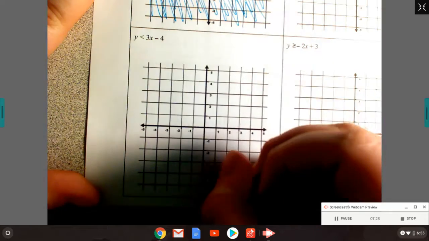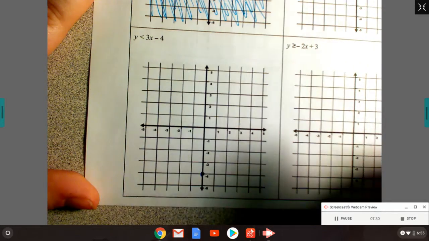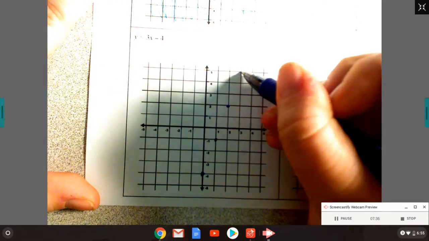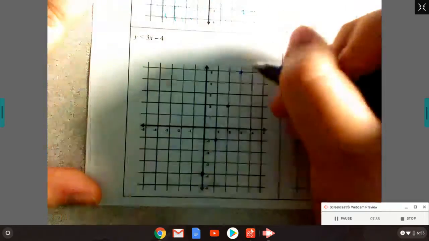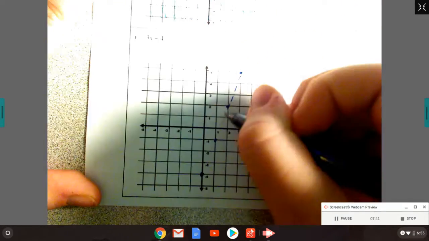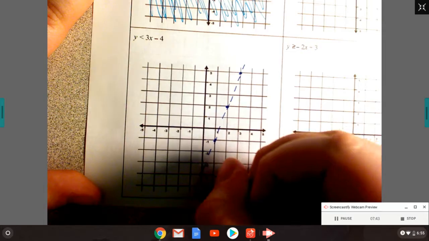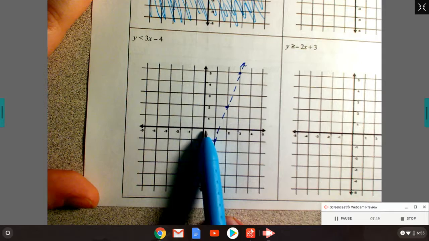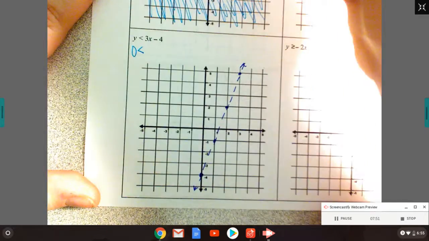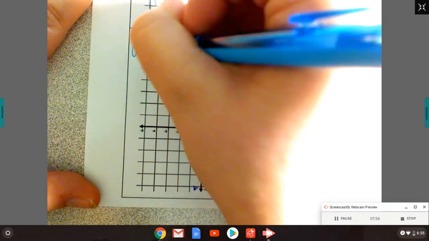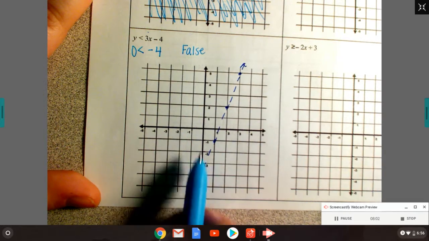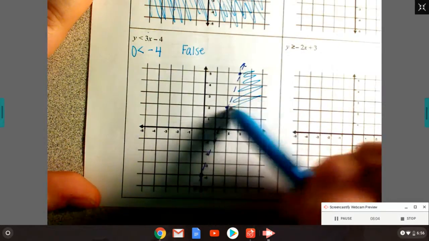Intercept at negative 4. Slope is 3, so up 3 over 1. Up 3 over 1. It's going to be a dashed line since there's no "or equal" sign. And then let's check a point. Again, 0, 0 is available, so let's use that. I'd have 0 is less than 3 times 0, which is 0, so that goes away. Is 0 less than negative 4? That's false, because negatives are less than 0. So we're not going to shade on this side. Shade the other side.